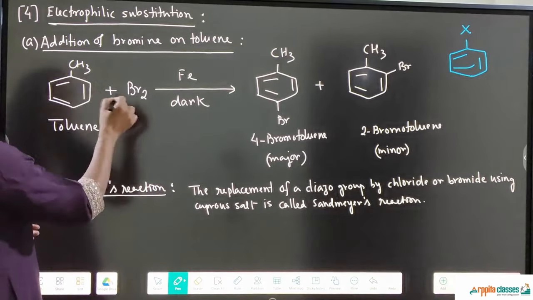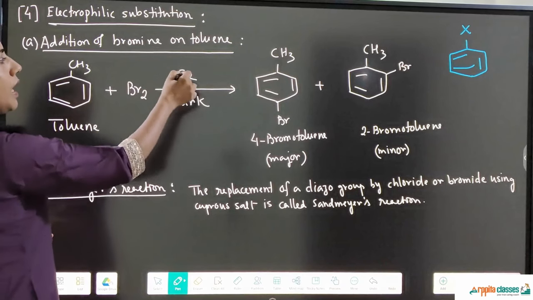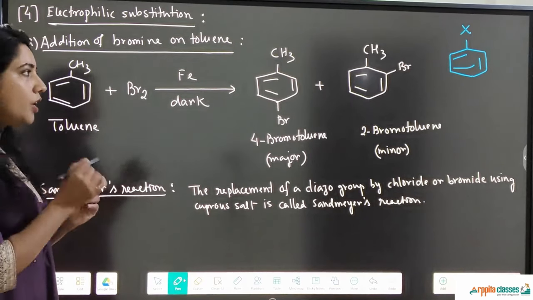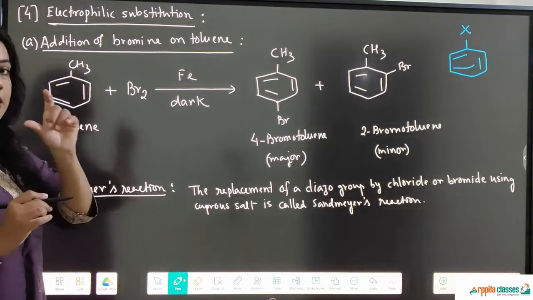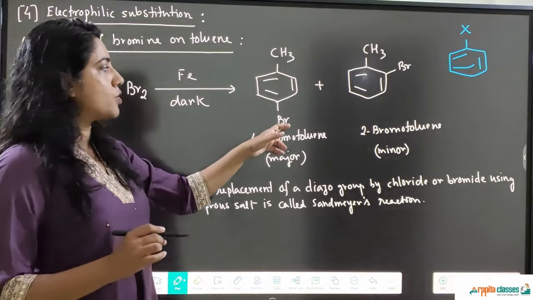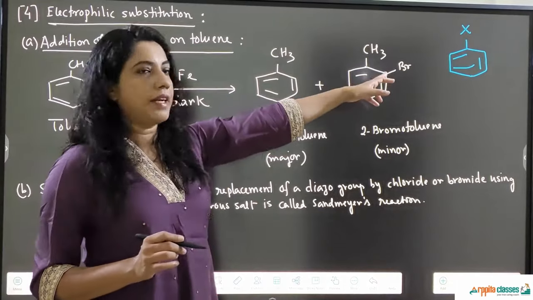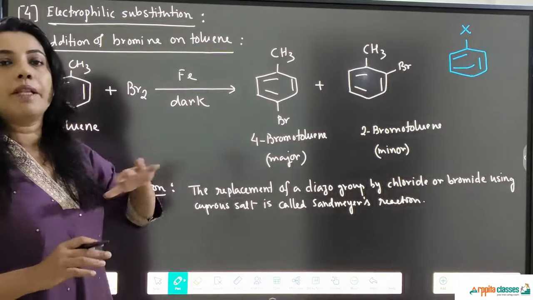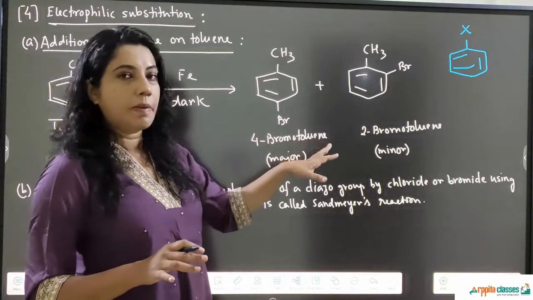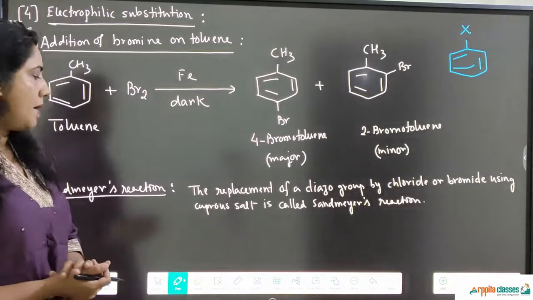So toluene with bromine in the presence of Fe, bromine will get attached to the ring, or it will get introduced to the ring. Now the toluene CH3 group is an ortho-para directing group. So the Br will get attached to the para position and the ortho position, and para will always be the major product. So it is 4-bromotoluene which is major and 2-bromotoluene which is minor.